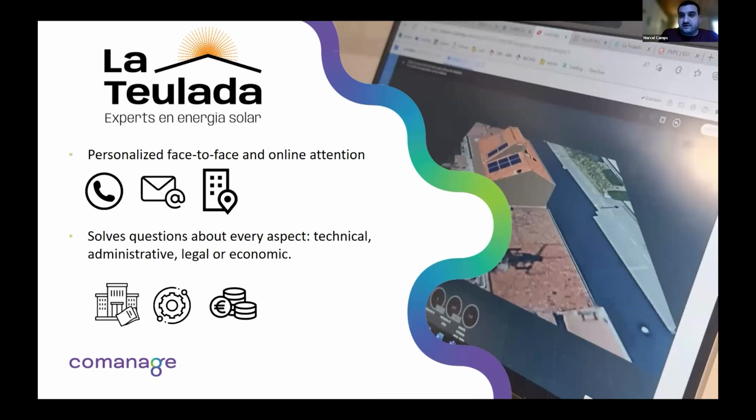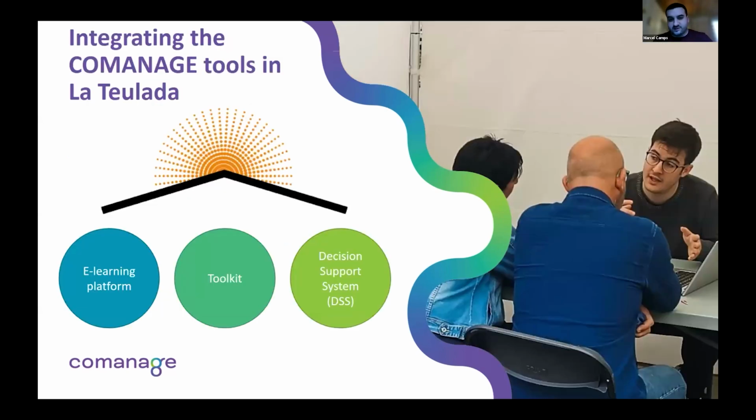And specifically, La Taulada is a one-stop shop. That means we try to cover all the aspects, let's say technical, administrative, legal, or economic. It's face-to-face. There are two people that go around the metropolitan area on certain days of the week in order to meet with citizens that have questions. But we also have a direct phone line, and then WhatsApp or email. So they can contact us through a lot of different channels, and we try to give them advice in the channel that they prefer. Here is how we try to integrate all three tools in the Metropolitan area.